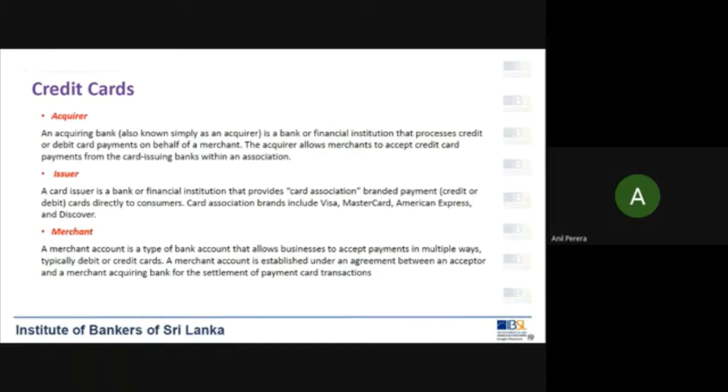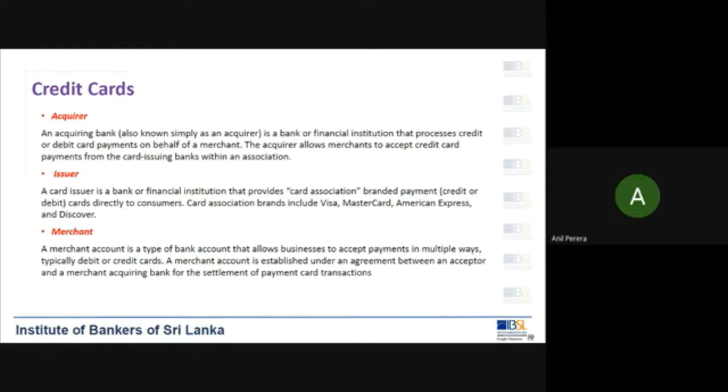Yeah, in a credit card, to have this process complete, there should be three parties. I think this slide is important because in one of the previous papers, this question was there. The question was on who are the parties involved in completing a credit card transaction, right? So basically, there should be three parties. The first one is the acquirer.